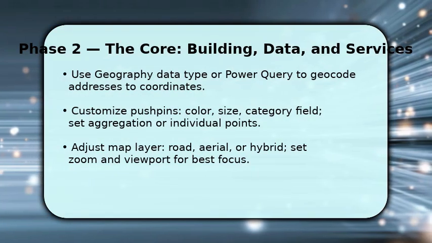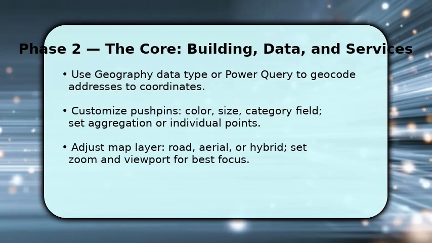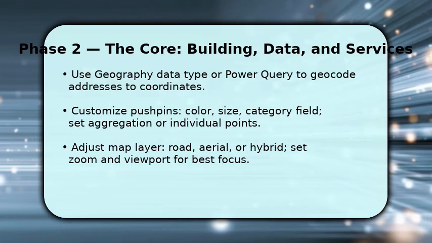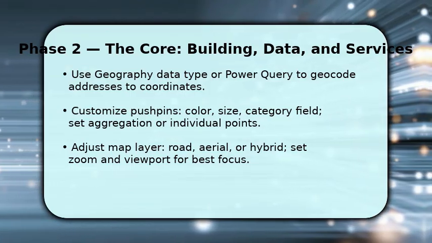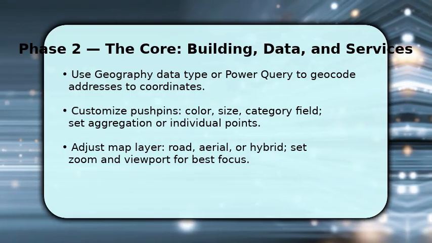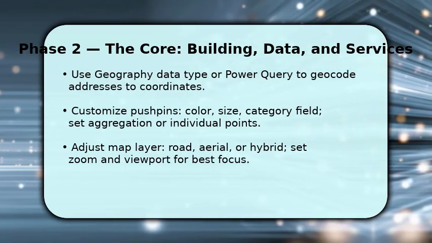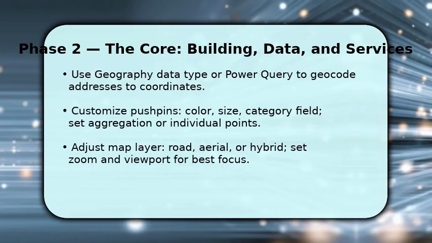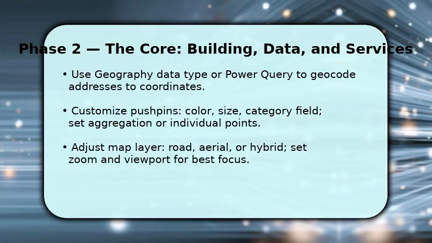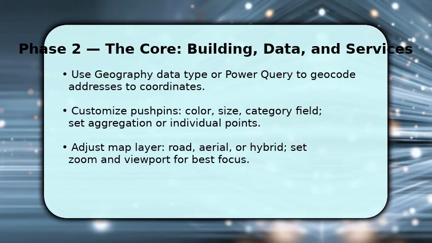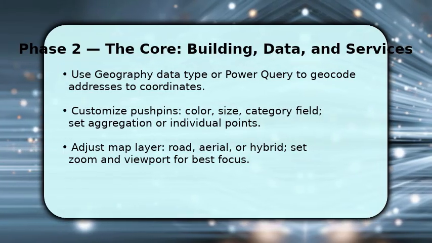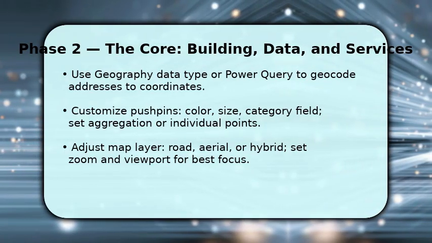Once your table is recognized, convert addresses to the geography data type or run Power Query to call the Bing geocoding engine. This produces latitude and longitude fields. Then add the Bing Maps visual to the sheet and bind fields. Assign latitude and longitude and drag a category or value for pushpin styling. Make sure to set aggregation if you want clusters, otherwise show individual points.